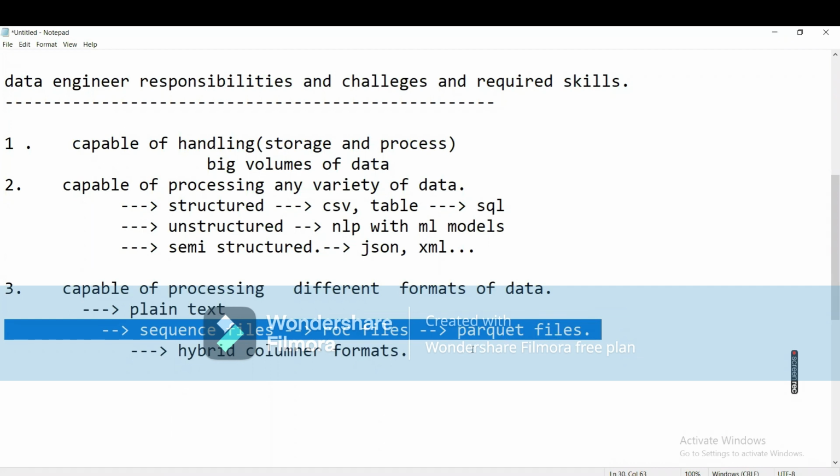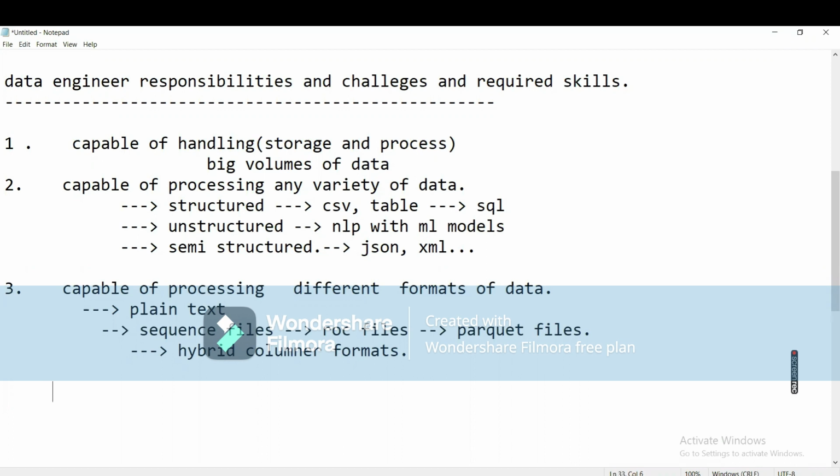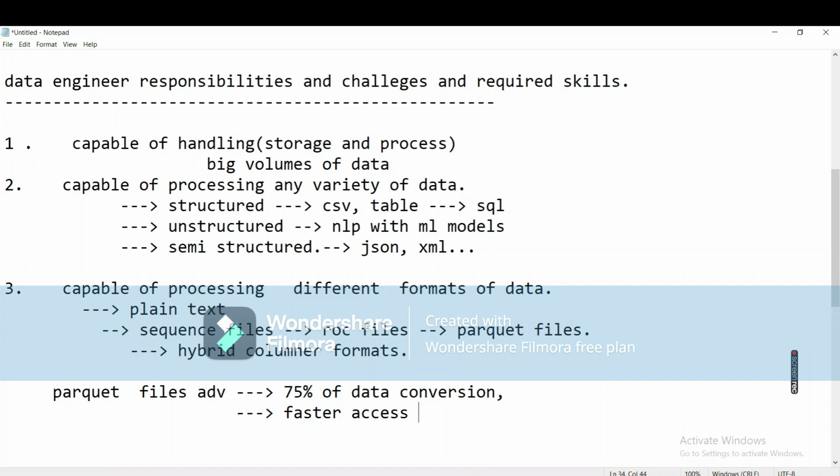Okay, one scenario I will tell you. What is the basic advantage of Parquet if I use Parquet files? 75% data compression. In Parquet, different conversion types are there. Among them, one of the conversion types gives 75% compression. And the second advantage with Parquet is faster access of data. Generally, if I compress a file, processing is very slow.